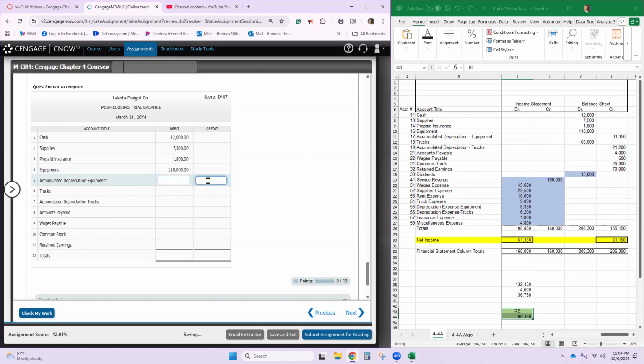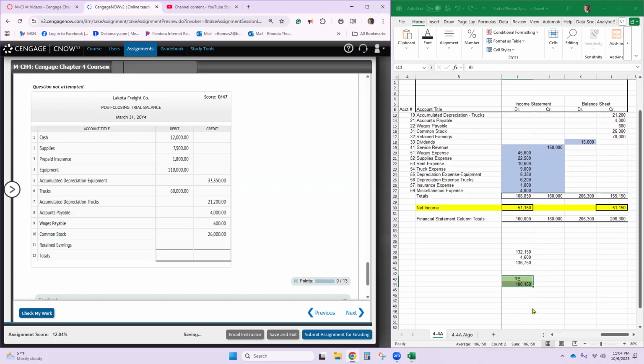Accumulated depreciation equipment with a credit of $33,350. Trucks has $60,000. Accumulated depreciation trucks, $21,200. Accounts payable, 4,000. Wages payable, $600. Common stock, 26,000. And now here's the kicker. You've got to put in this 106,150 because it will not balance if you don't.